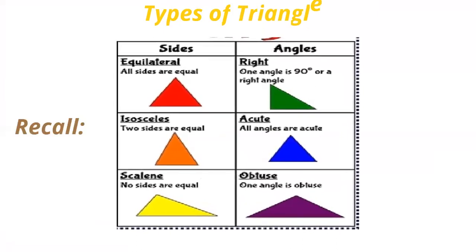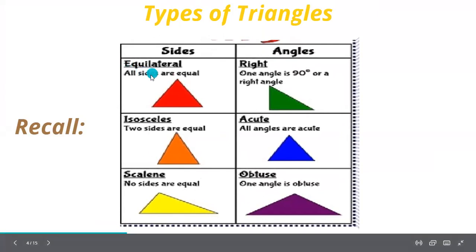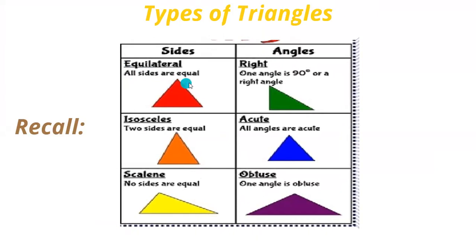Before that, I would like to recall the types of triangles. Triangles can be classified into two types: based on sides and based on angles. Based on sides, an equilateral triangle has all sides equal in length. See, all these three sides will be equal. Isosceles means two sides of a triangle will be equal. Any two sides of a triangle will be the same. Those triangles are called isosceles triangles.